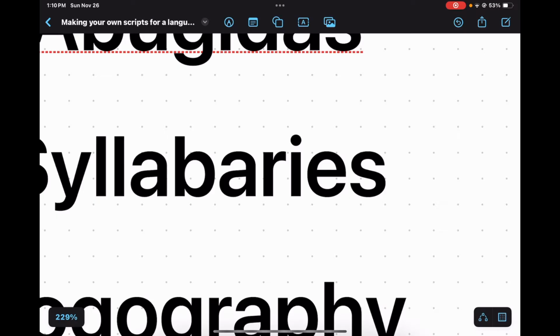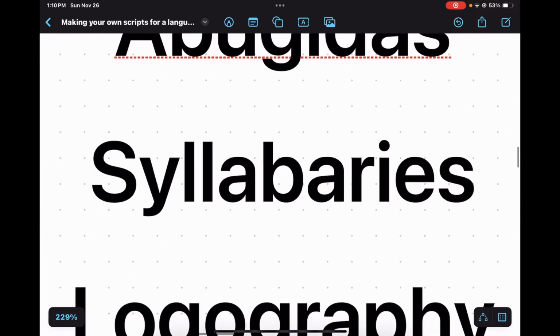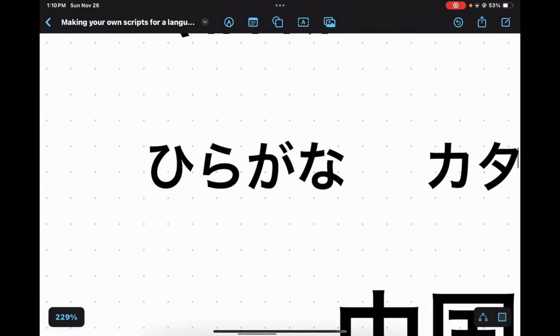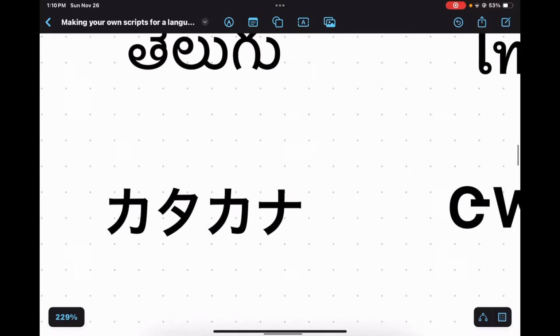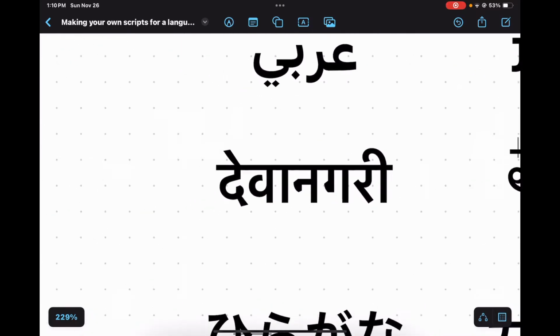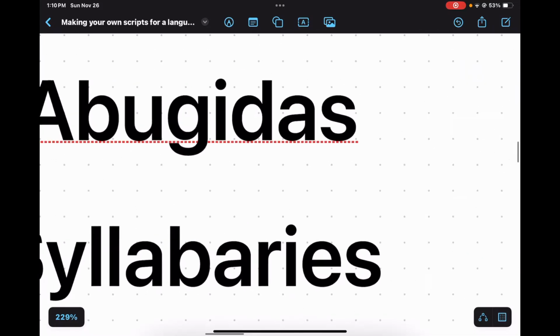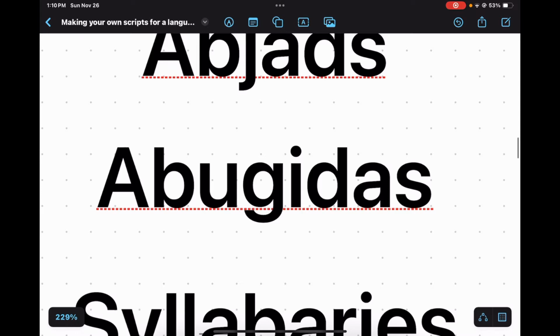So these are syllabaries. They basically represent each syllable with a character. Some of the most famous examples are hiragana, katakana, and Cherokee, which is actually used in Native American history stuff. Now we can talk about abjadas.